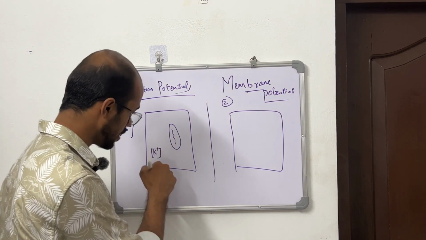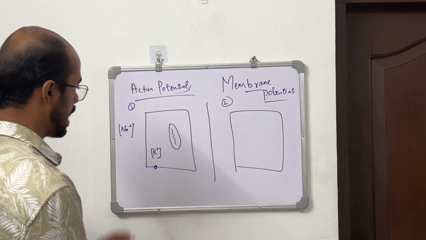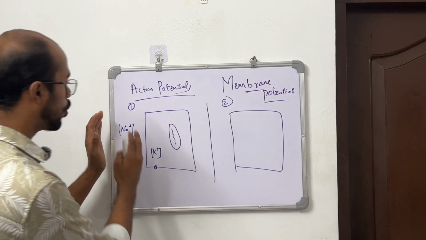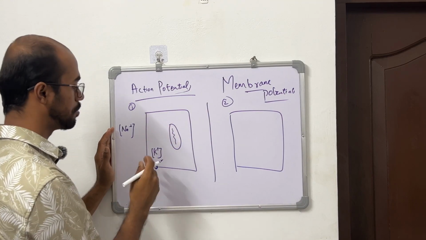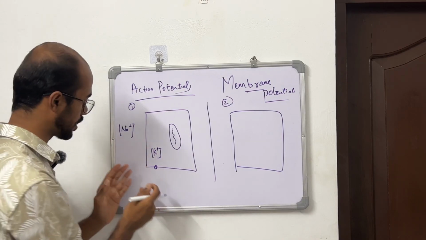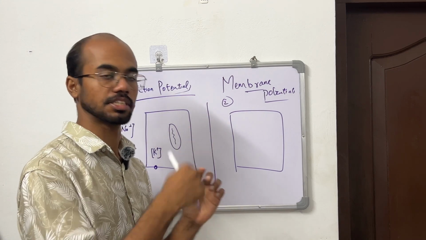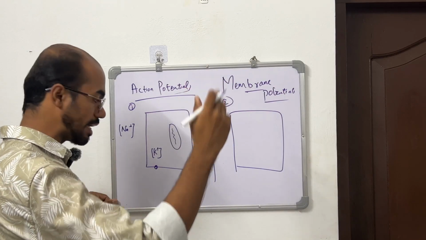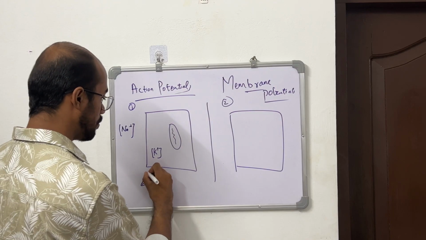Okay. Now, what does this pump do? This pump acts against the concentration gradient. Means sodium is in abundance outside the cell. It is less inside the cell. Similarly, potassium is in abundance inside the cell, whereas the concentration of potassium is lower outside the cell. This pump acts against that concentration gradient. It tries to take sodium out of the cell and bring potassium into the cell.